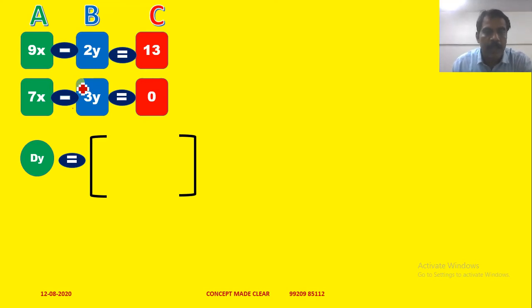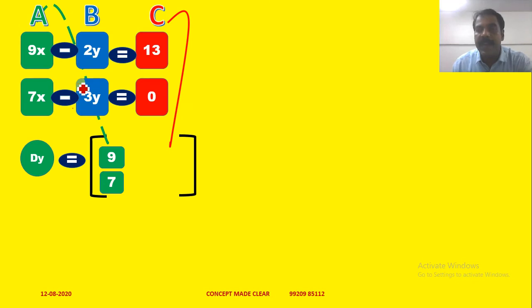Is that clear? So while writing the values for this determinant, the value of column A will come, that is positive 9 and positive 7, and then we'll write the value of C, because we are standing at B, so we cannot write that value in this box. So 13 comma 0 will come. Again we'll apply the same formula to find the determinant.